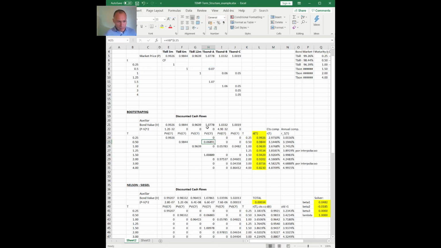And then when I add up all these cash flows, the bond value that I'm getting should equal the market price that is up here. So the difference should be small, and I can use the goal seek or the solver in Excel to actually compute this automatically without having to solve all those equations by hand.